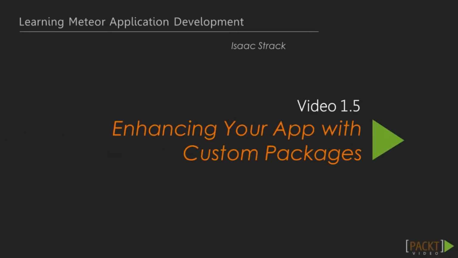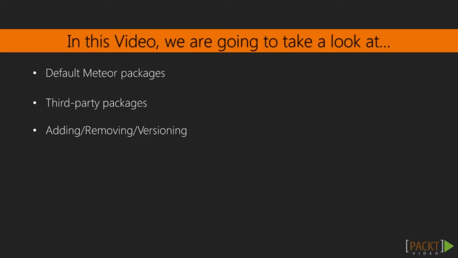We are now on our 5th video in our first section on getting up and running with Meteor. We've got a great video today on enhancing your app with custom packages. So we're going to be going over some of the default packages that Meteor offers. We're going to be going over all of the ways to access the third-party packages that are out there. And we'll go through adding or removing packages and even doing a little bit of versioning so that if we want to look to a back package, we can do that.